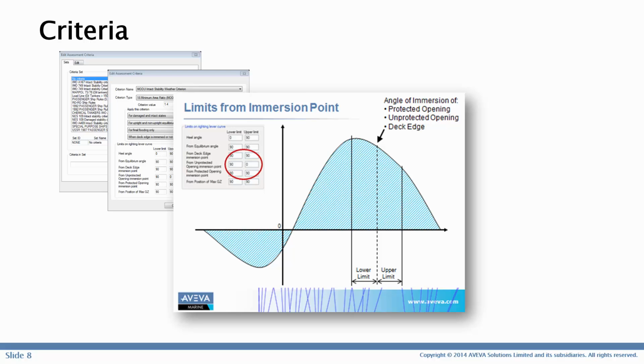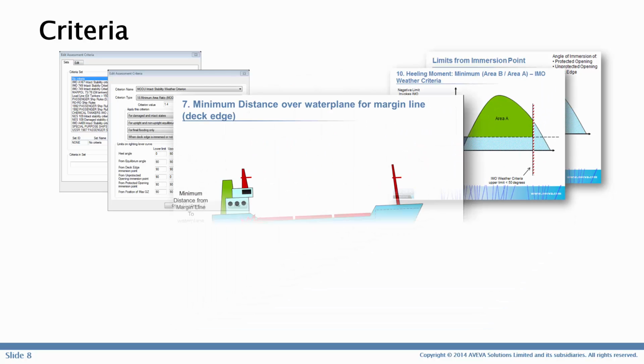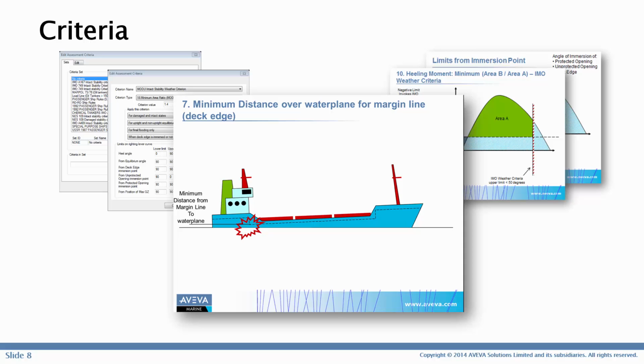There's documentation to help you learn how this criteria wizard works, how you apply the specific characteristics, how you get particular important regulations such as here the IMO weather criteria, and how other types of criteria are applied. In this case, how you do minimum distance to the waterplane, for example, what that really means and how it's applied. The restrictions of using the limits or constraints within the criteria wizard itself.